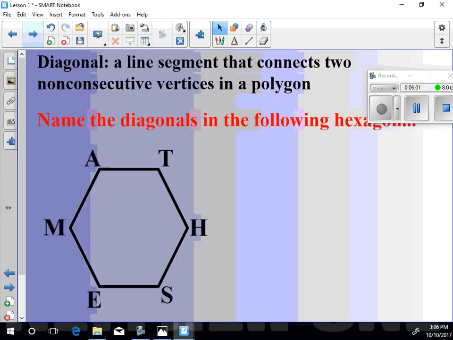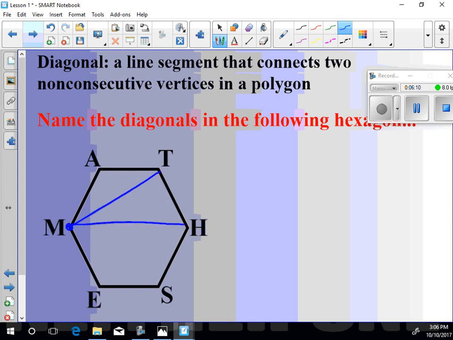Thank you. Okay, a diagonal, you guys. A diagonal is a segment from one vertex to another non-consecutive vertex. So there's 3 vertices, there's 3 diagonals coming out of there. I could name those diagonals TM and MH and MS. Okay, there are a few more diagonals involved.